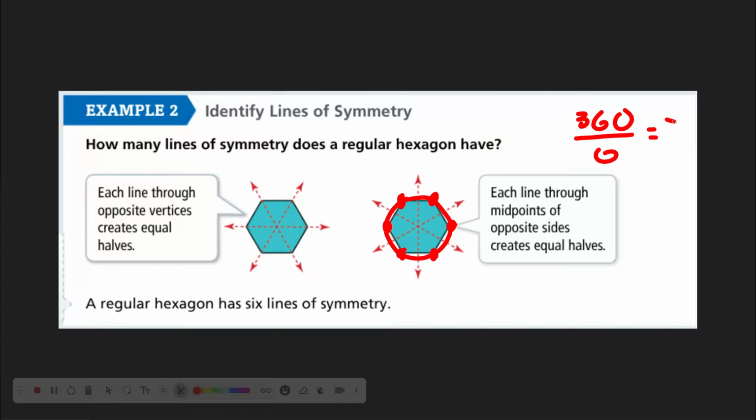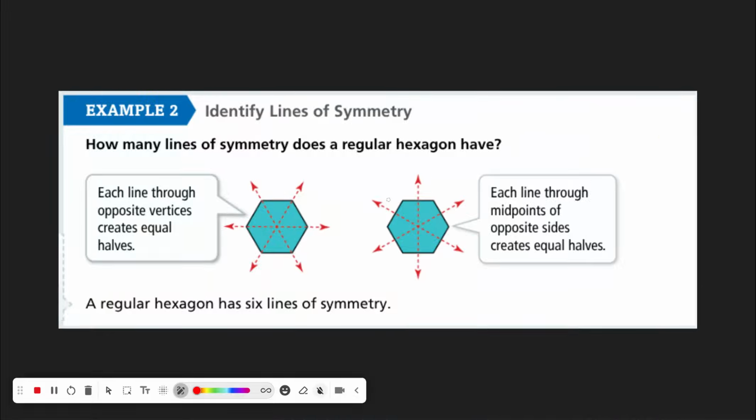Now, what is 360 divided by 6? It's 60, right? 60 here, 60 here, 60 here, 60 here, 60 here, and 60 there. So, if I rotated this hexagon 60 degrees, it would look exactly how it currently looks. And so that means the rotational symmetry for a hexagon is 60, 120, 180, 240, and 300. It is 360, but we don't say that one.